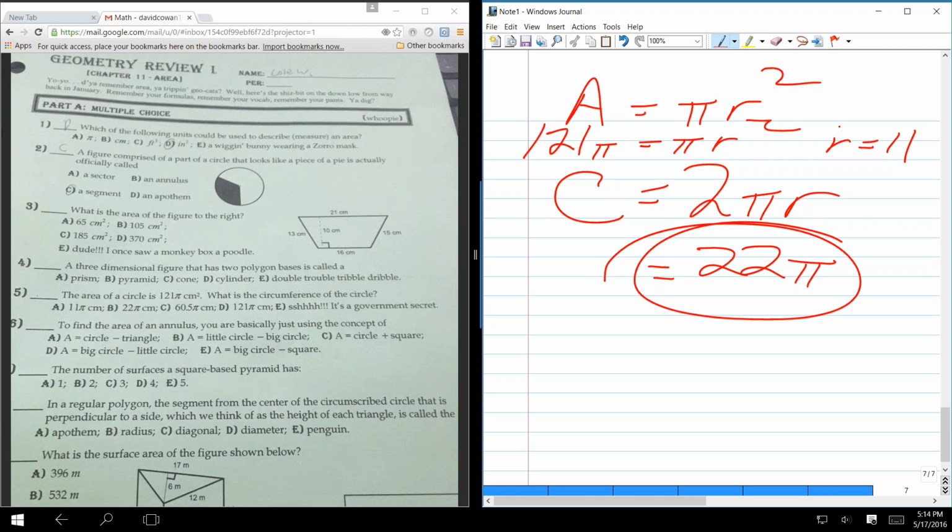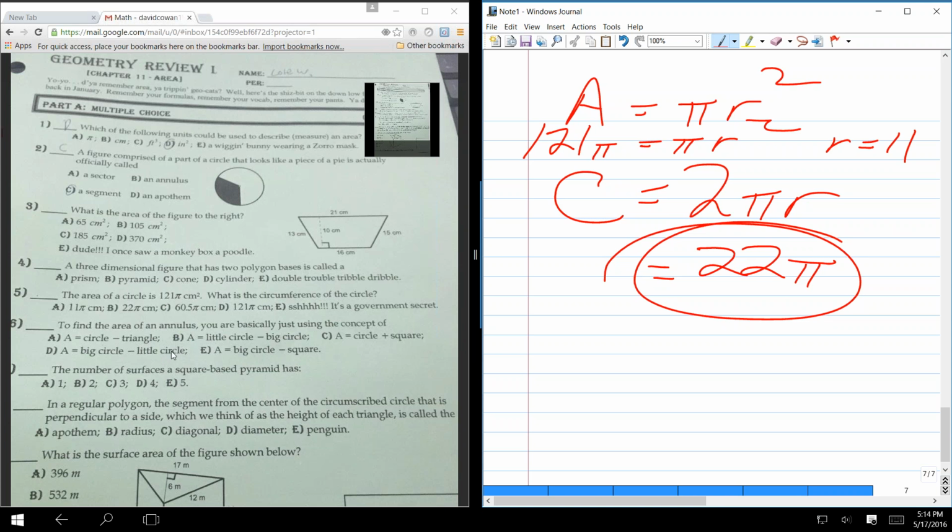This is a classic geometry problem. When you're talking about circles, you have area, you have circumference, and you have radius. If you're given any of those 3, you can calculate the other 2. Okay? So all you need is one of them. And in this case, they gave you area, which allowed us to figure out the radius, which allowed us to figure out the circumference.